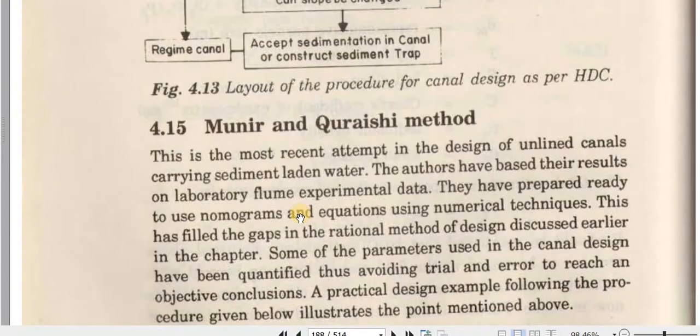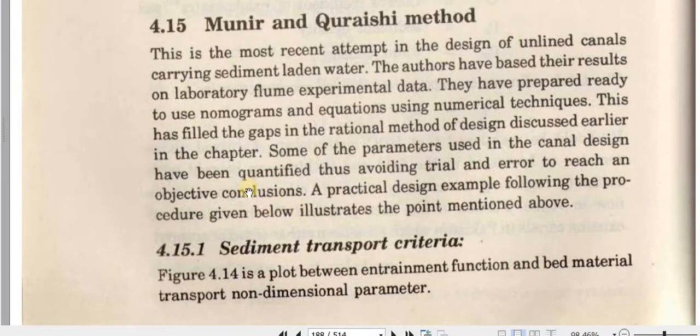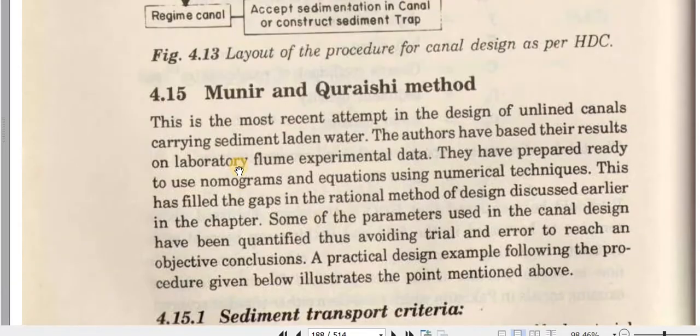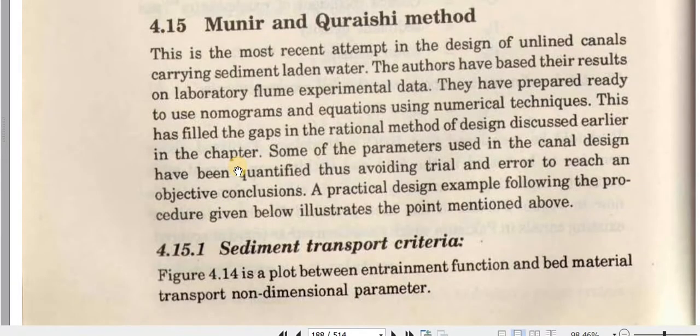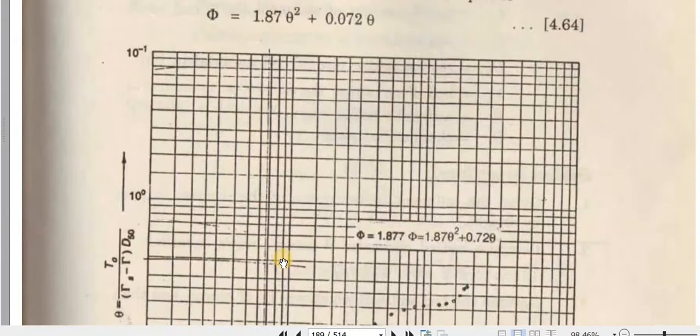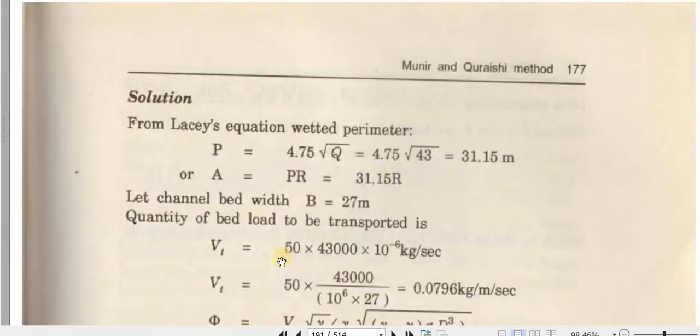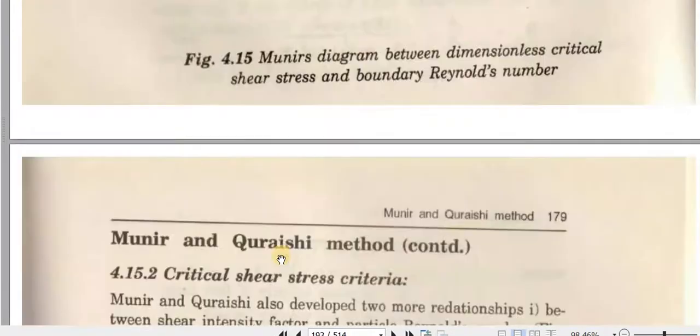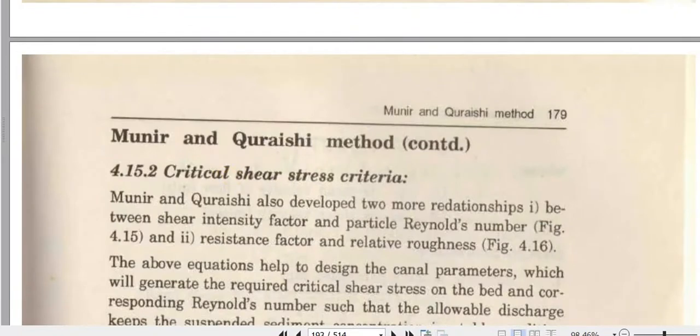Now another method is the Munir and Qureshi method. This is the most recent attempt in the design of an online canal carrying sediment laden water. The authors have based their results on laboratory flume experimental data. They have prepared ready to use nomographs and equations using numerical techniques. So for sediment, they have calculated on two different criteria. One is the sediment transport criteria, and the second one is the critical shear stress criteria.